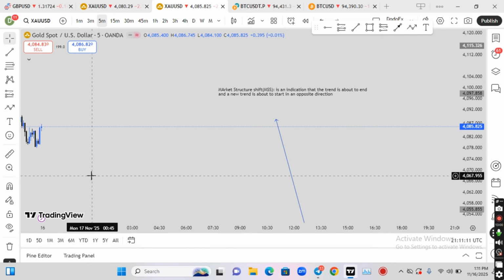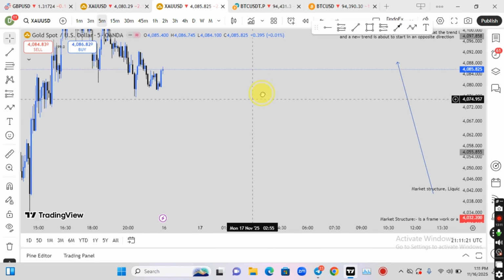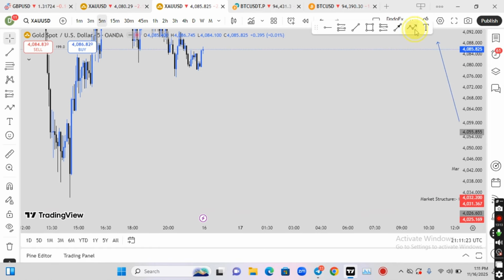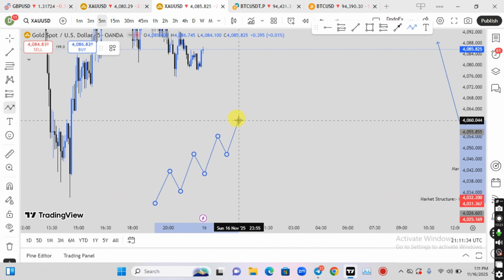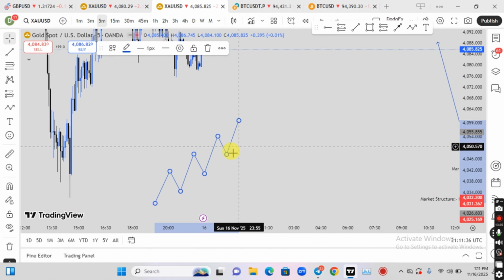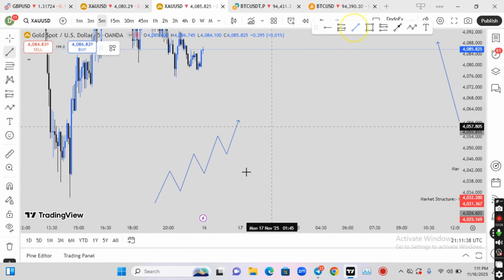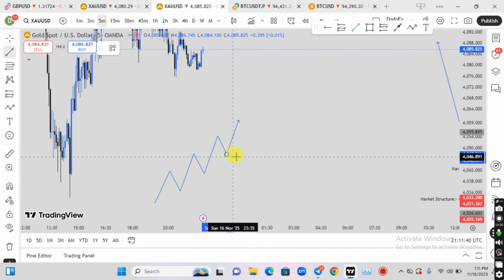I said market structure shift is an indication that the trend is about to end and a new trend is about to start. And how to identify a market structure shift is very simple. Whenever there is a series of higher highs, higher lows, higher highs, higher lows, higher highs, and then price decides to break the recent low. This is the recent low.